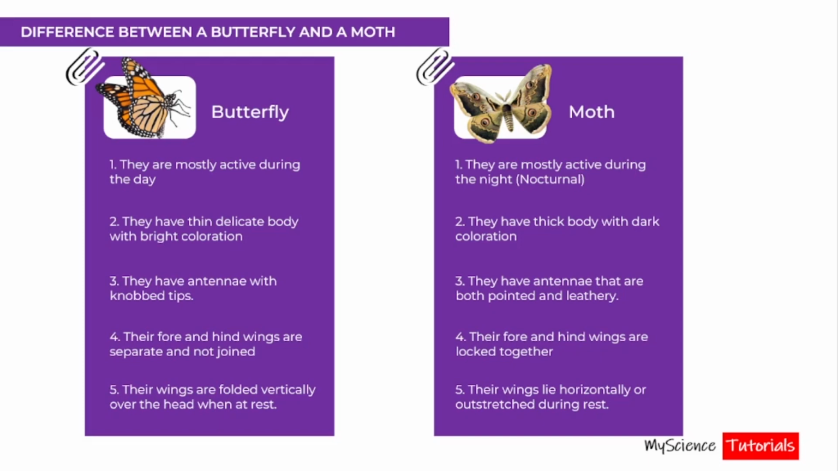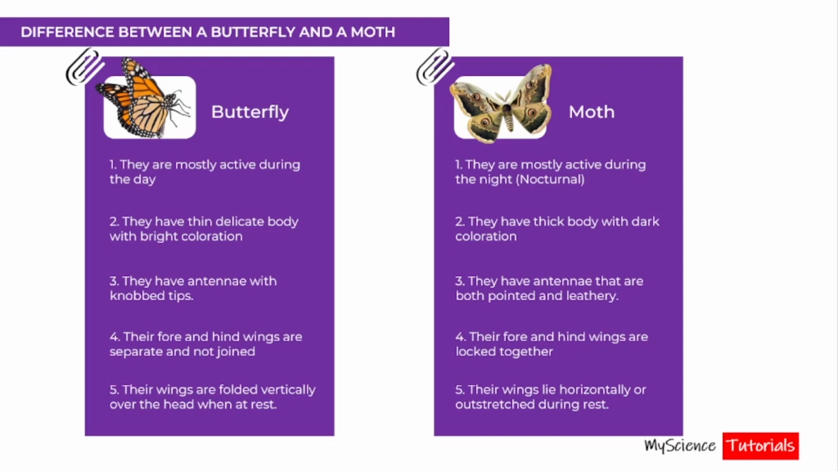Now, for butterflies, they have antennae with knobbed tips. Now, for moth, they have antennae with both pointed and leathery feathers. So for a moth, you see that their antenna is not just long and pointed and knotted. They are feathery. It looks like a small feather is on it.